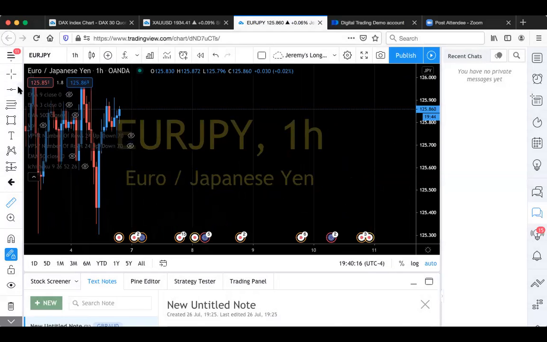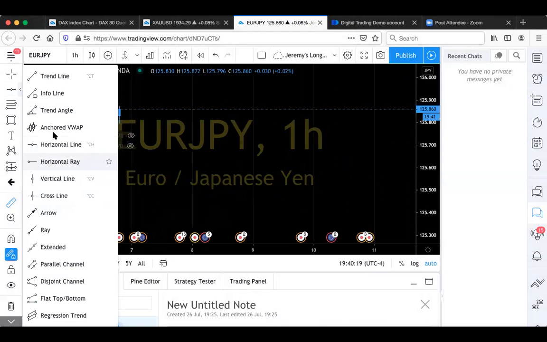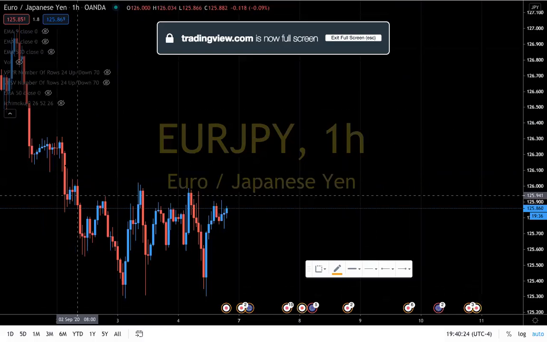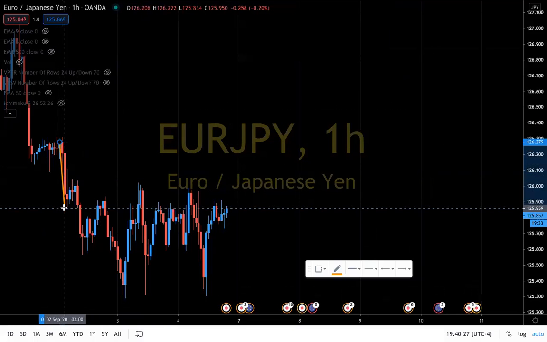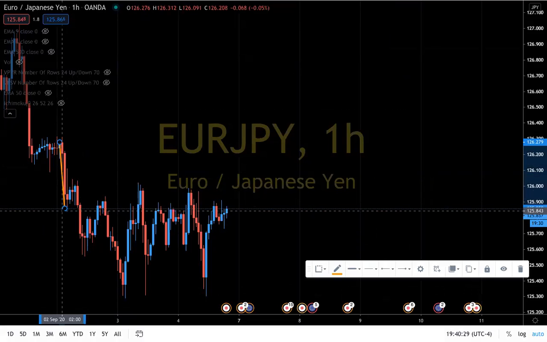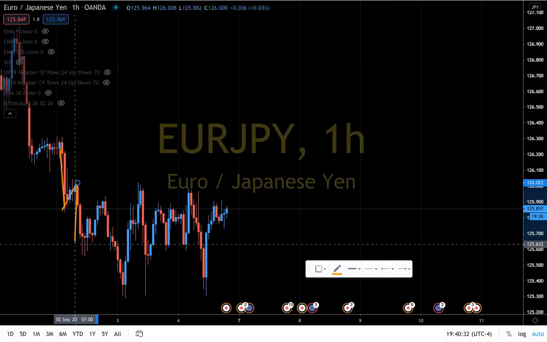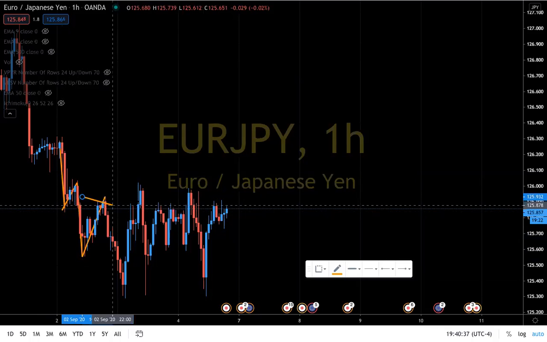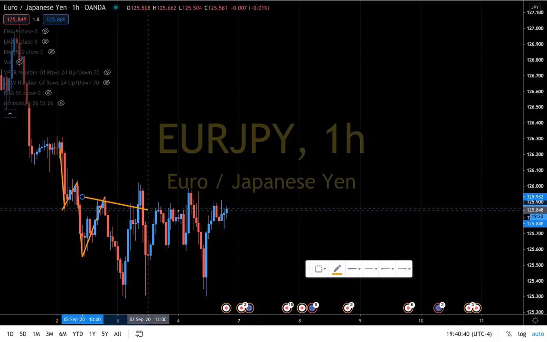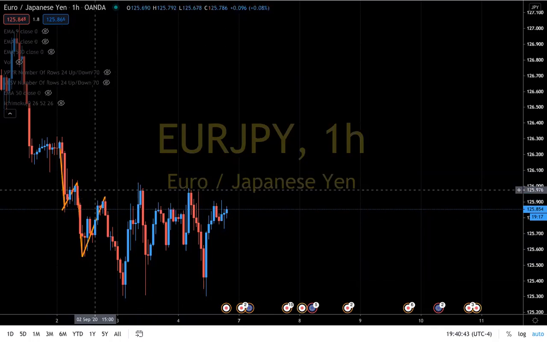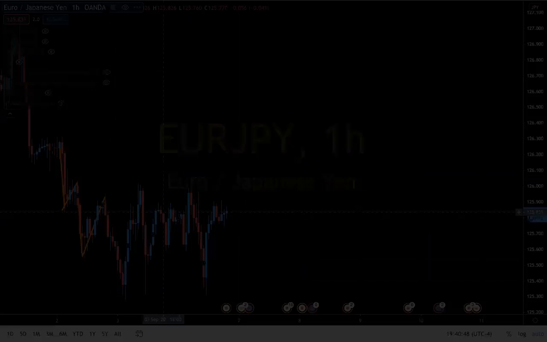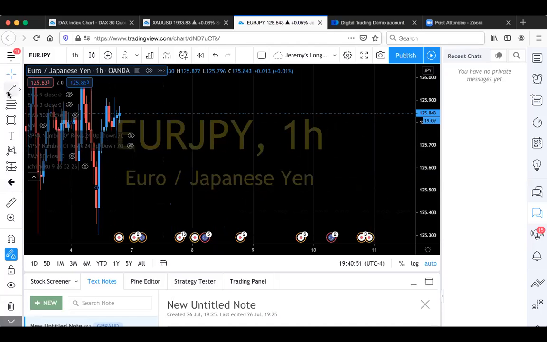So this is what we're looking at on Euro JPY. Of course these are pullbacks right here. Pullback 1, pullback 2. But as you can see, after pullback 2, it starts to consolidate. So after it passes that and starts consolidating, it creates a head for the inverted.